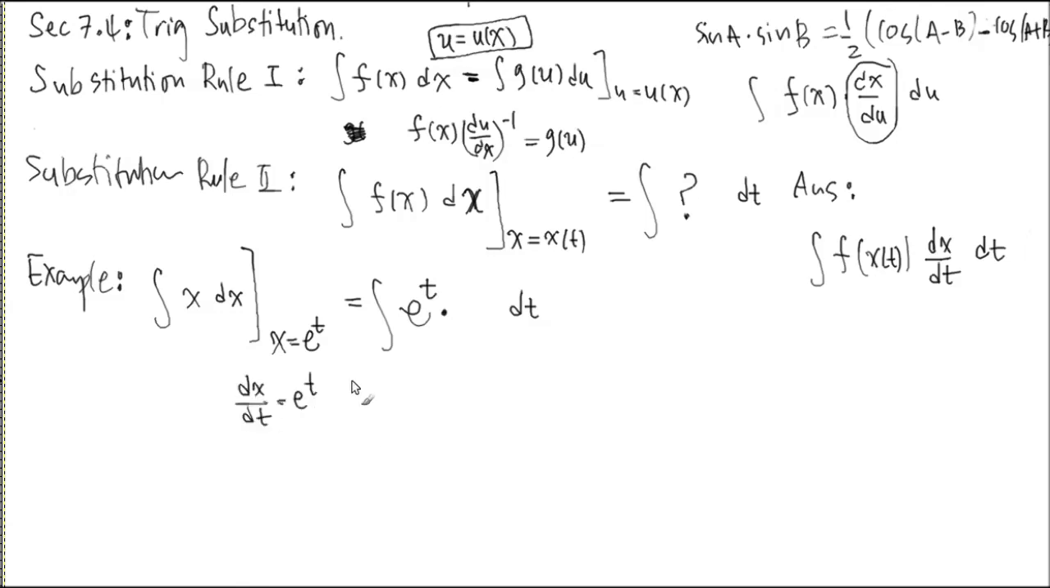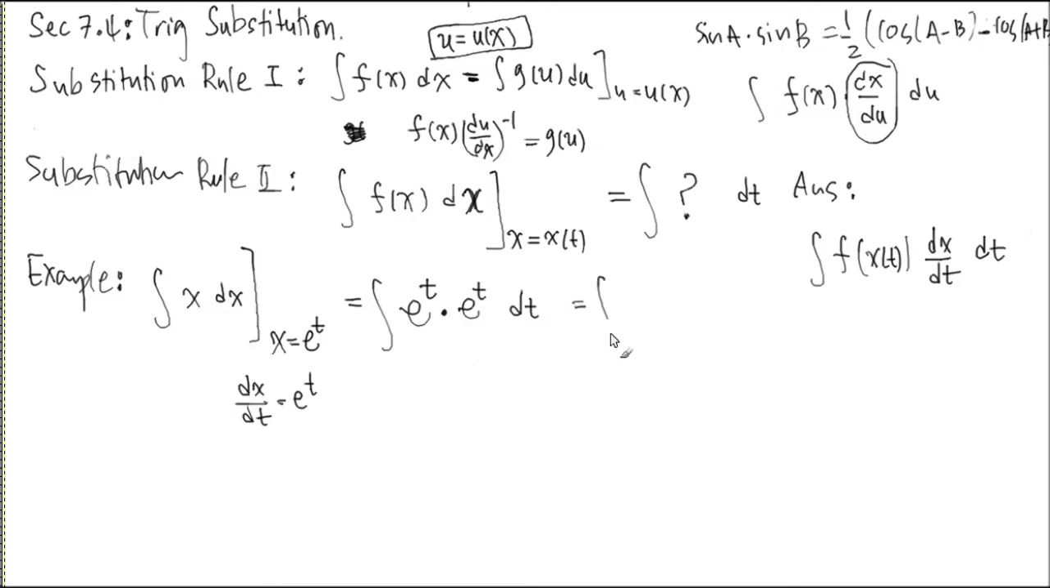E to the t. And that is not reciprocal. It's just dx dt goes there. That's the main difference between the first rule and the second rule. Second rule, you just put that derivative in there, no reciprocal. I think it's because of the order of operation. So e to the t goes in there. Is that right? Make sense?